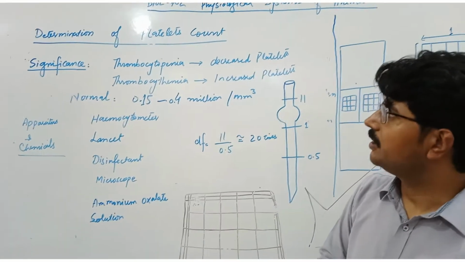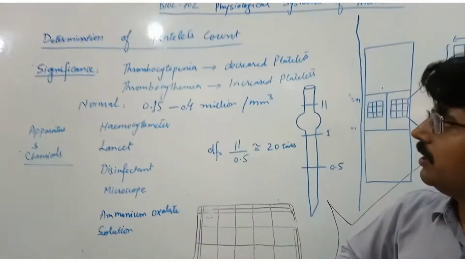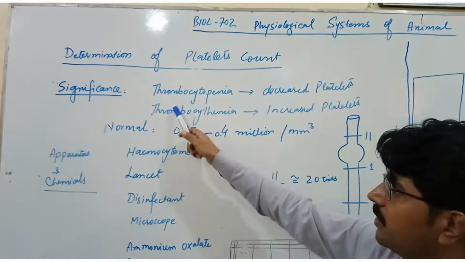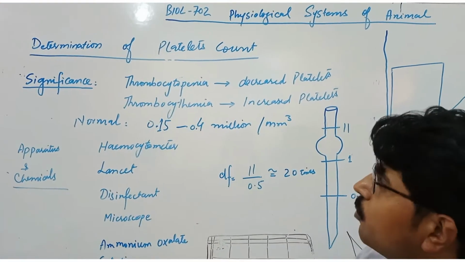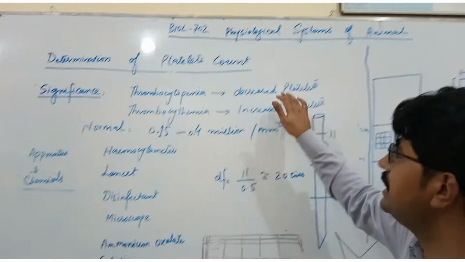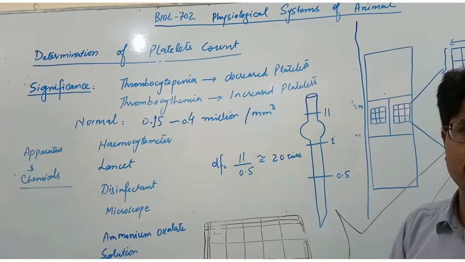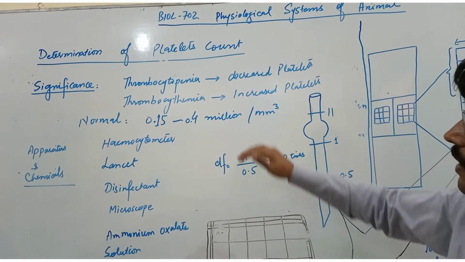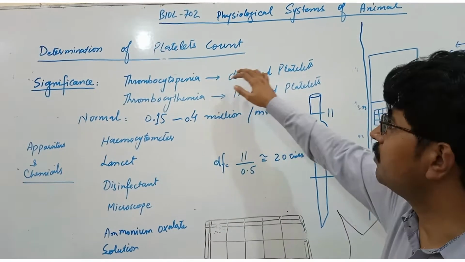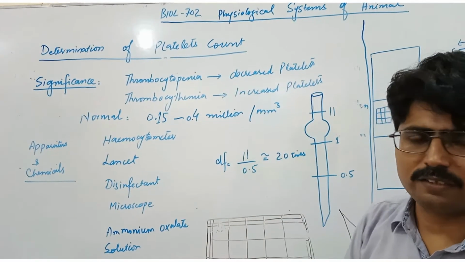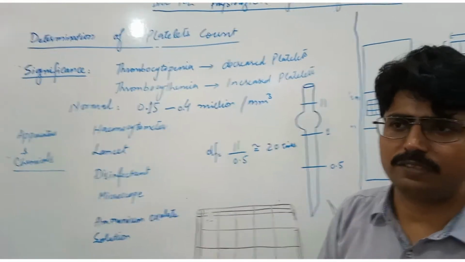This practical is the determination of platelets count. The significance of this practical is to diagnose thrombocytopenia, that is, a decrease in platelets below the normal range. Platelets are related to the clotting of blood. If the platelet number is decreased, then blood clotting would be affected and there would be more loss of blood at the site of injury.